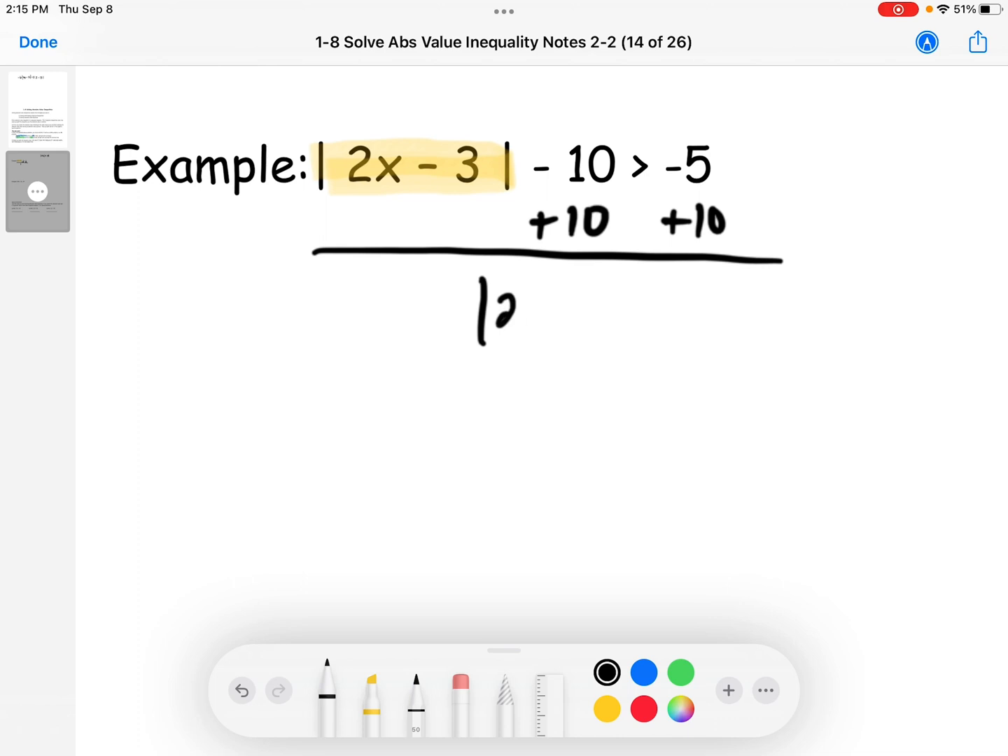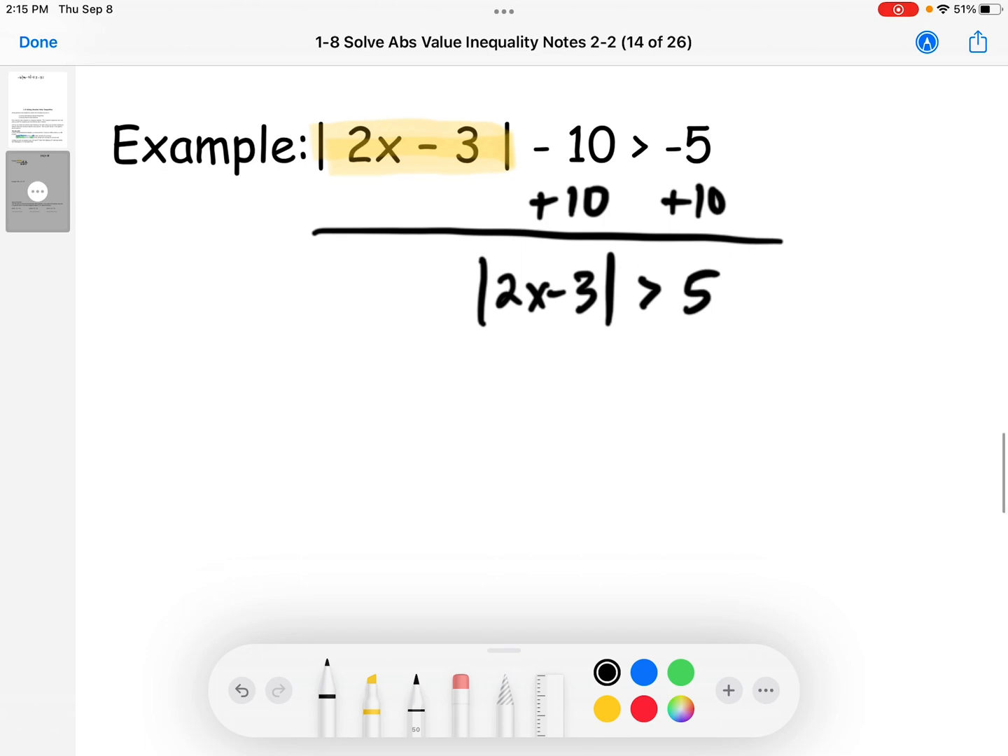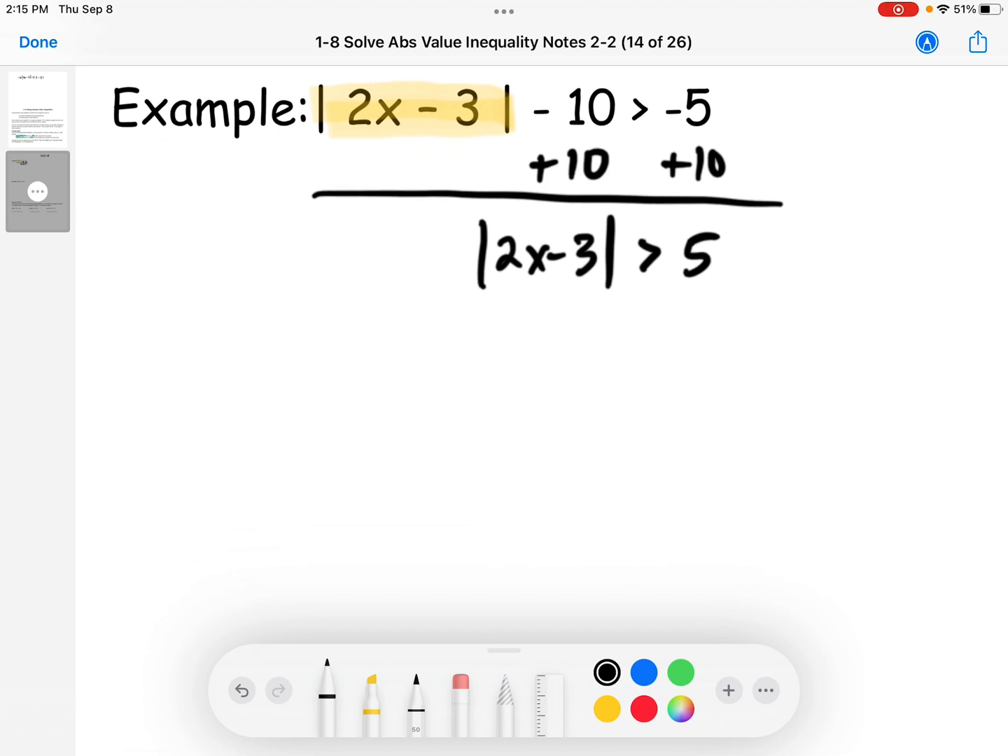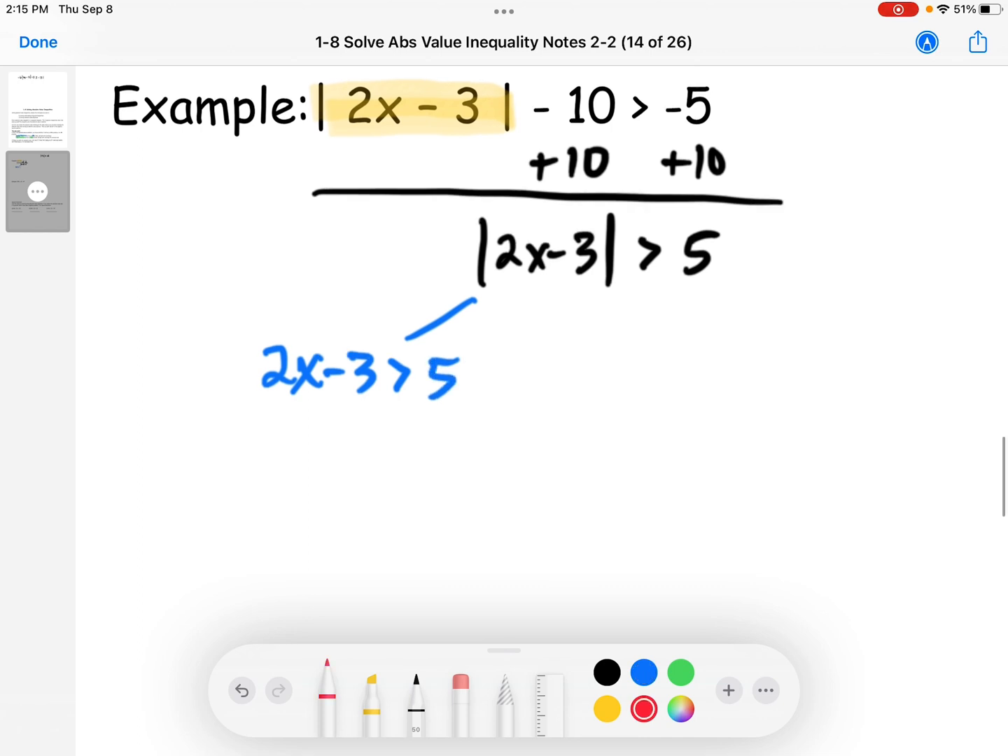We have the absolute value set up there by itself now. That negative 5 plus 10 turns into positive 5. And now we have the absolute value completely isolated, which is what we were going for. This is the point yesterday where we split into the positive and negative version, and we're going to do that same thing again today. We're going to split in the positive version right here, positive 5, and we're going to split in the negative version.